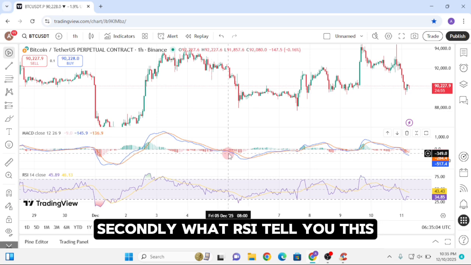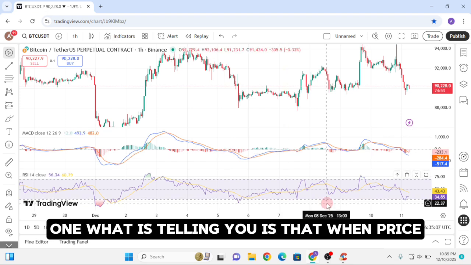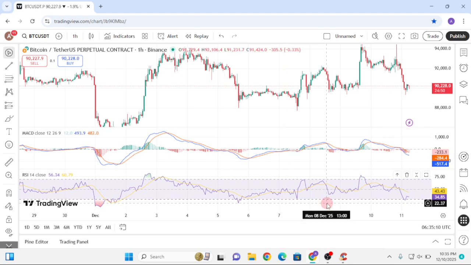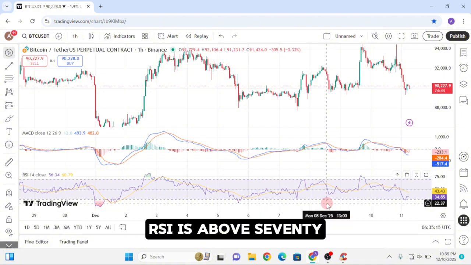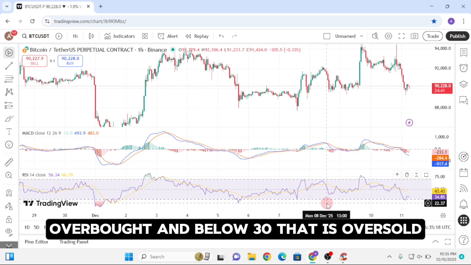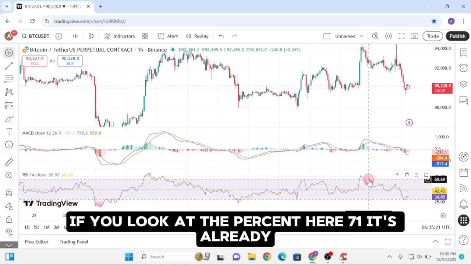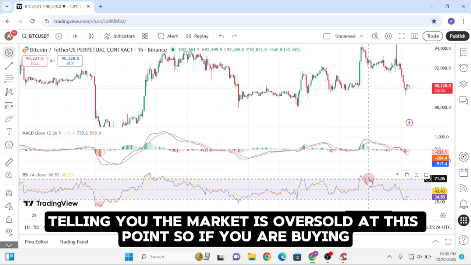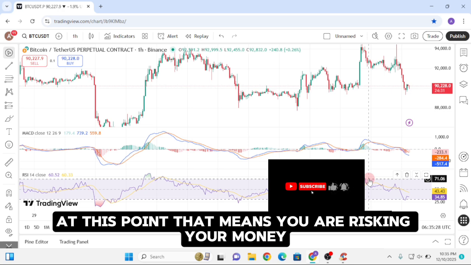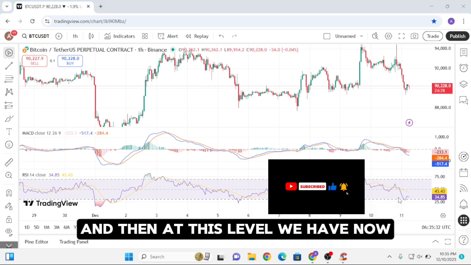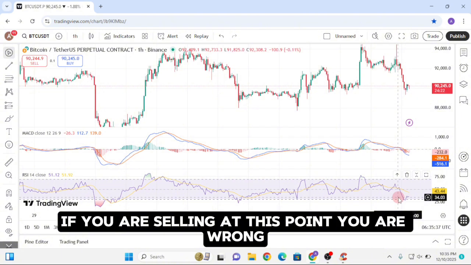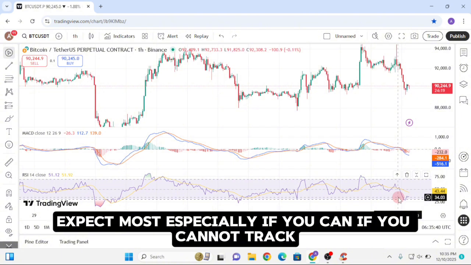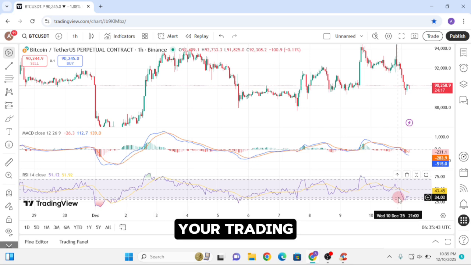So secondly, what does RSI tell you? It tells you when price is overbought, when price is oversold, and when a reversal is coming. RSI above 70 is overbought and below 30 is oversold. If you look at the percent here, 71, it's telling you the market is overbought at this point. So if you are buying at this point, you are risking your money. And at this level, it is telling us the price is already oversold. If you are selling at this point, you are wrong, most especially if you cannot track your trading.